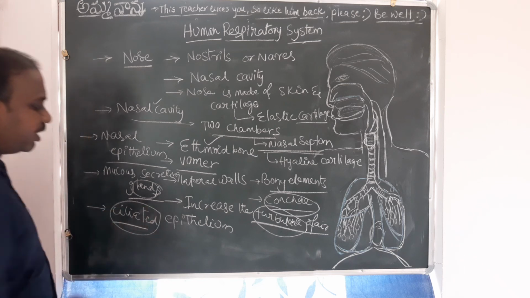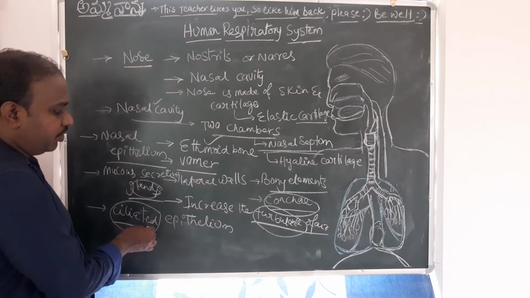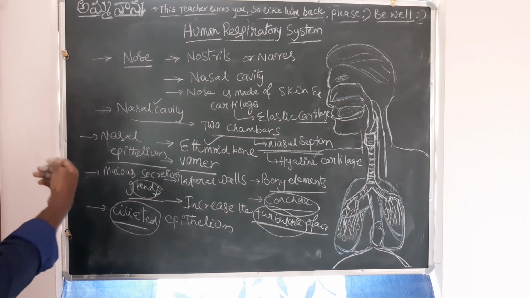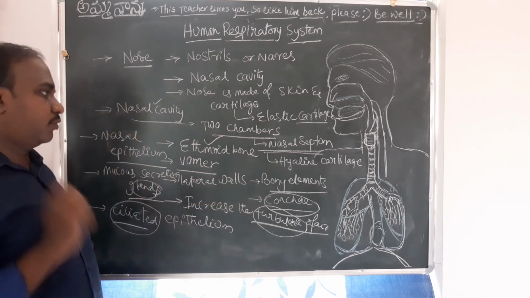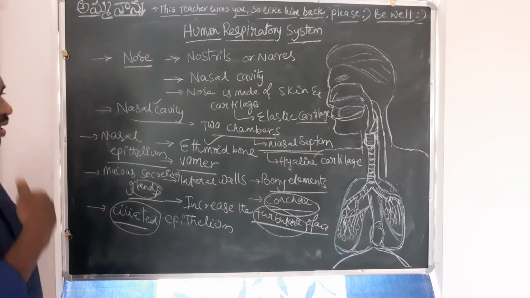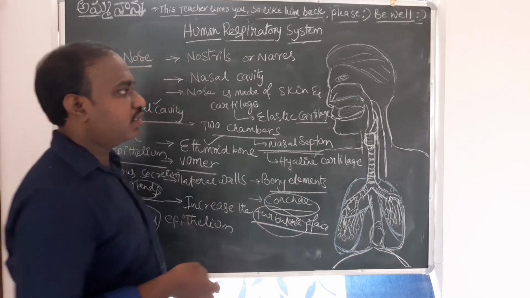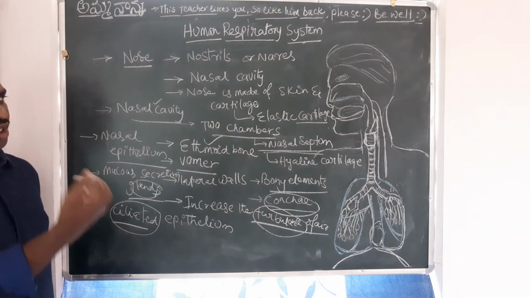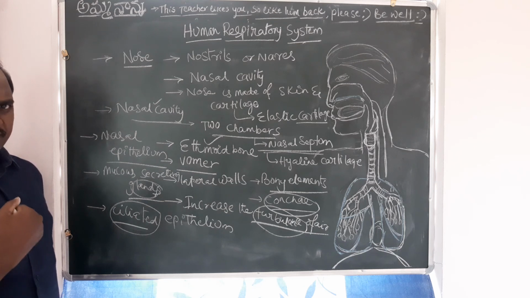And what does the cilia do? The cilia move these particles to the throat, so that the dust and other particles can be coughed out. If it is microorganisms, sometimes they are just swallowed in along with the mucus.